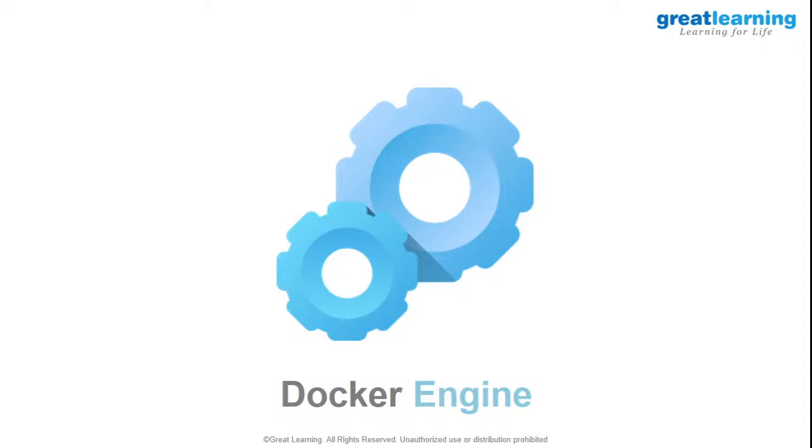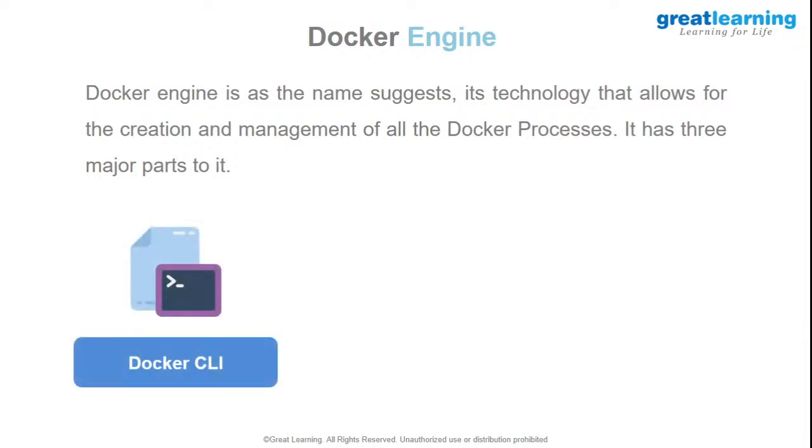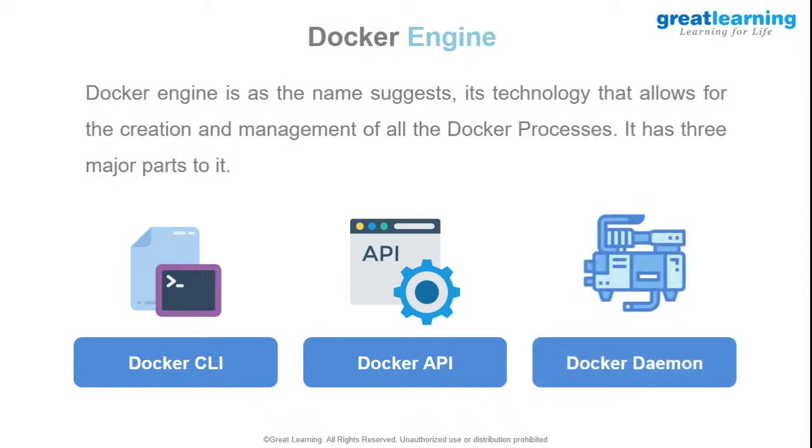So let's look at Docker engine first. So Docker engine is, as the name suggests, the technology that allows for the creation and management of all Docker processes. It has three major parts to it. We have Docker CLI, we have Docker API, and we have Docker daemon. So Docker CLI is basically the Docker command line interface. It's basically us using all the Docker commands to request for certain processes to happen.